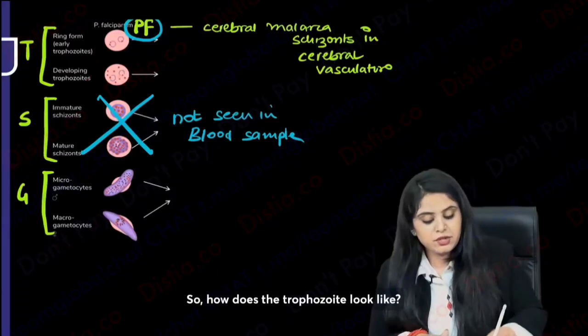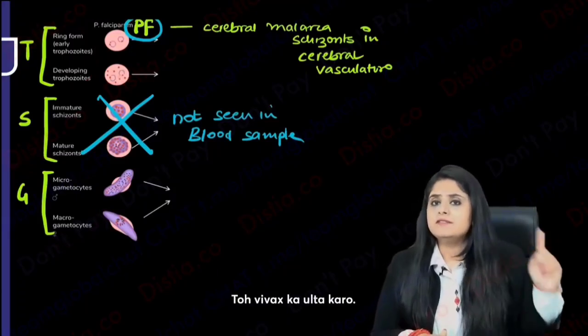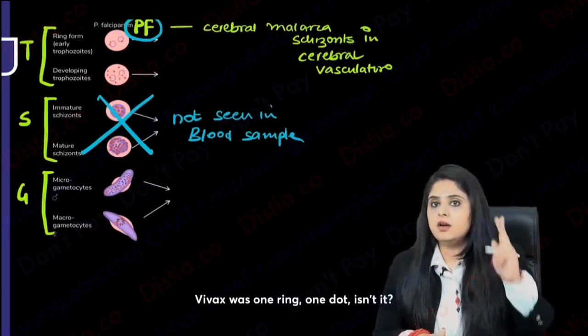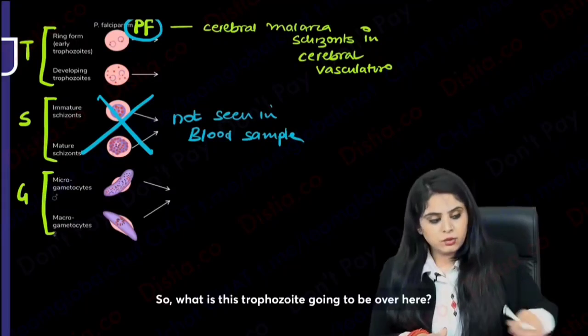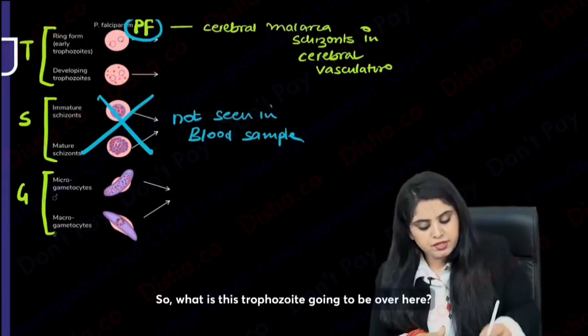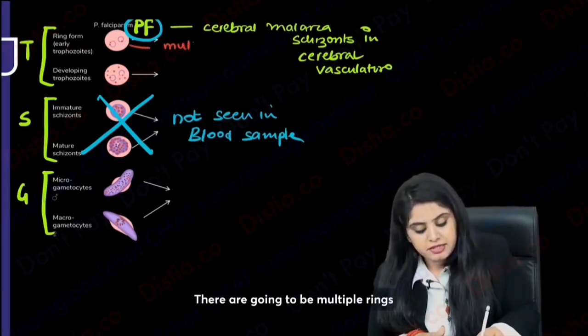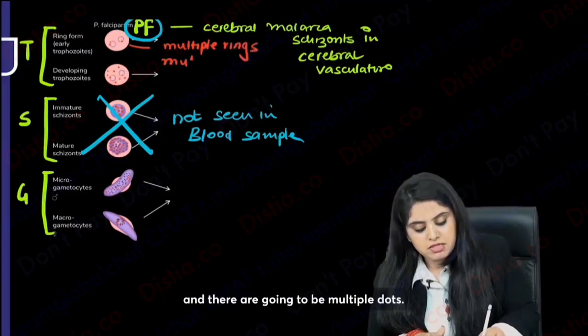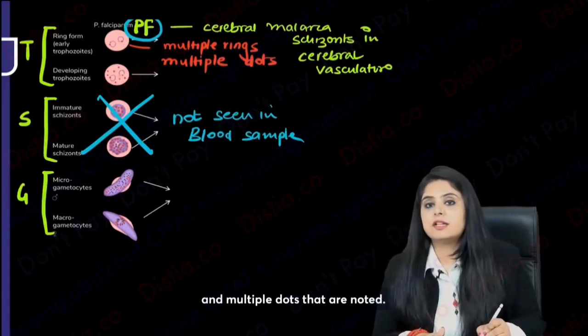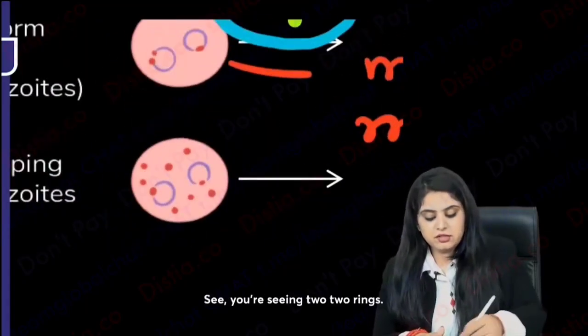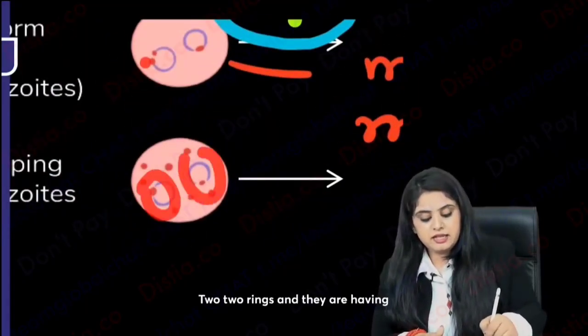So how does the trophozoite look? Do the opposite of vivax. Vivax was one ring, one dot, isn't it? So what is this trophozoite going to be over here? There are going to be multiple rings, and there are going to be multiple dots. There are multiple rings and multiple dots that are noted. You can zoom in and see. See, you're seeing two rings. Two rings and they're having two dots.